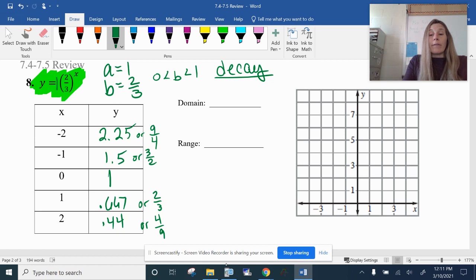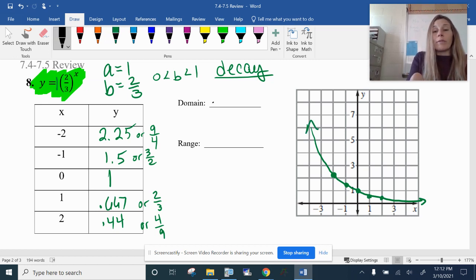So when we go to graph it, -2 and 2.25, -1 and 1.5, 0, 1, that's our y-intercept. 1 and 2/3 or 0.67, and then 2 and 4/9. And you can see our decay function here curving downward.